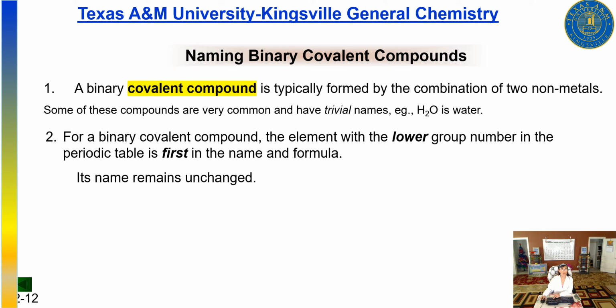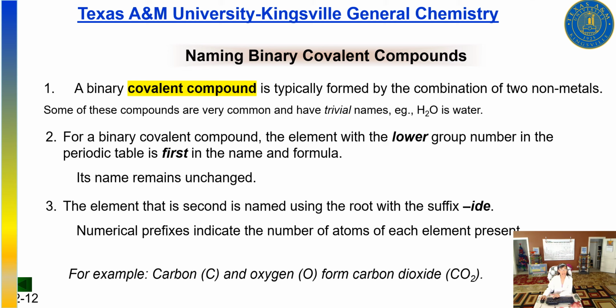Number two, for a binary covalent compound, the element with the lower group number in your periodic table is first in the name and in the formula, such as CO2. And the name for this carbon, C, is maintained as carbon, no change. The second element is named using the root with a suffix IDE, such as your carbon in the lower group number, oxygen in the higher group number, 14 or 4A, 16 or 6A. So you form, for example, a compound CO2, you call it carbon dioxide.